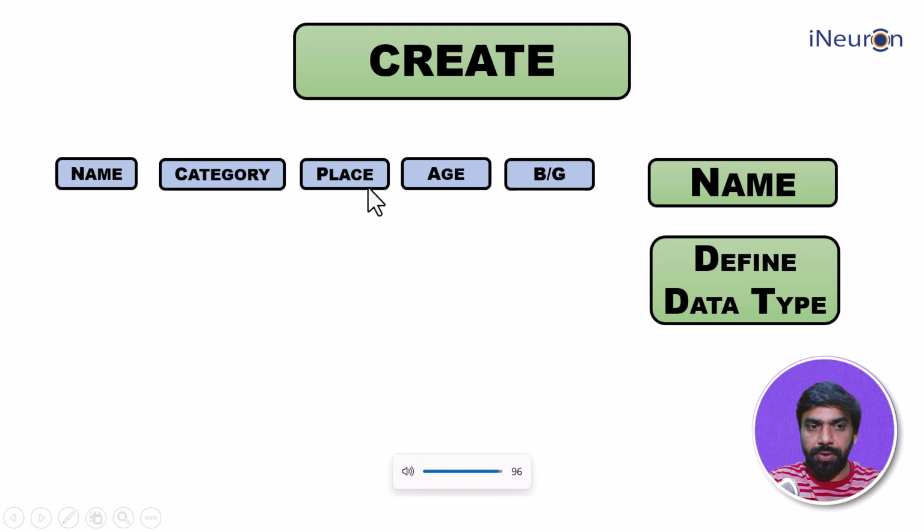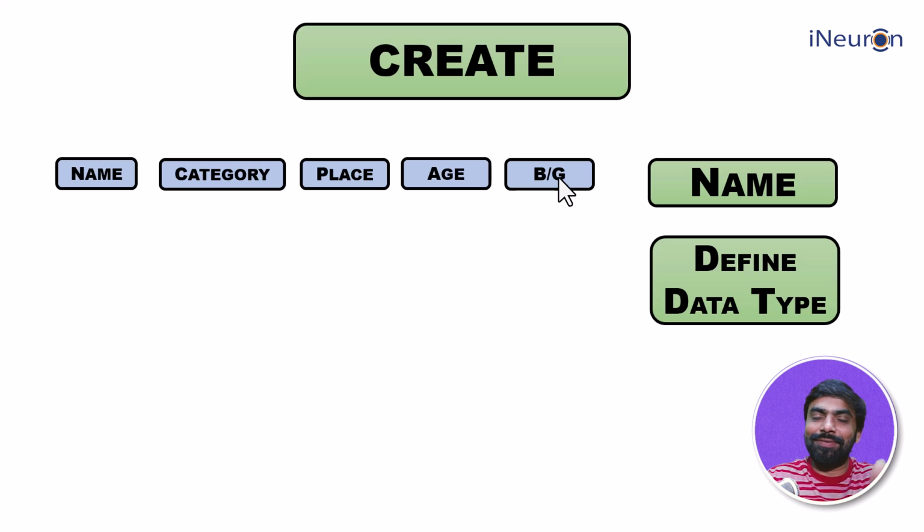For example, if you look at name over here, name will be a textual entry. It will be a string, that is, it will be textual. Now, category will also be text. Place will also be text. But age over here is a numeric data type, right? BNG will be called a Boolean, right? That is something which is either B or G, something like whether it's true or false. There are only two entries over here.